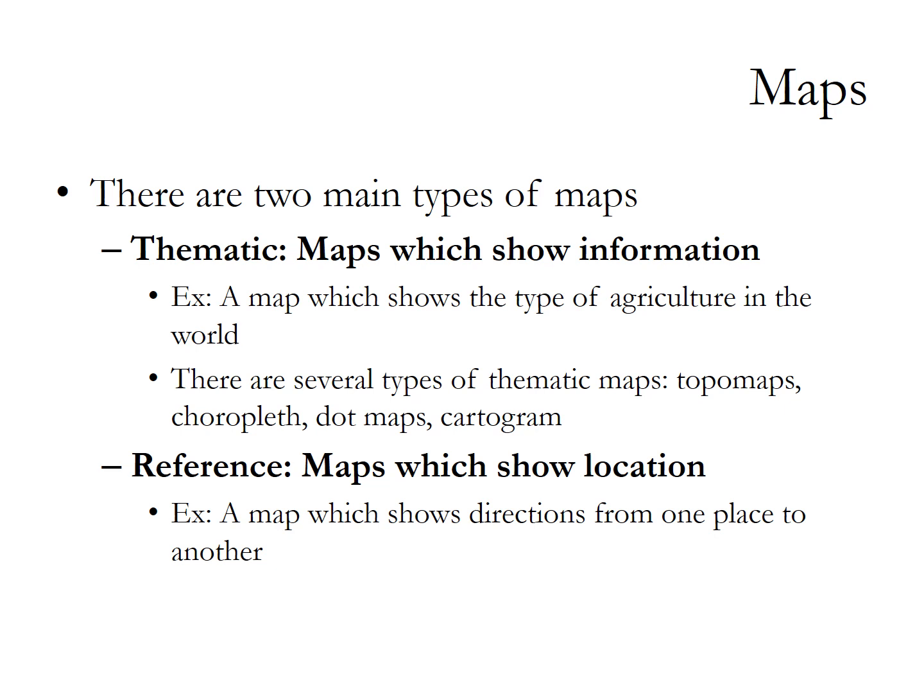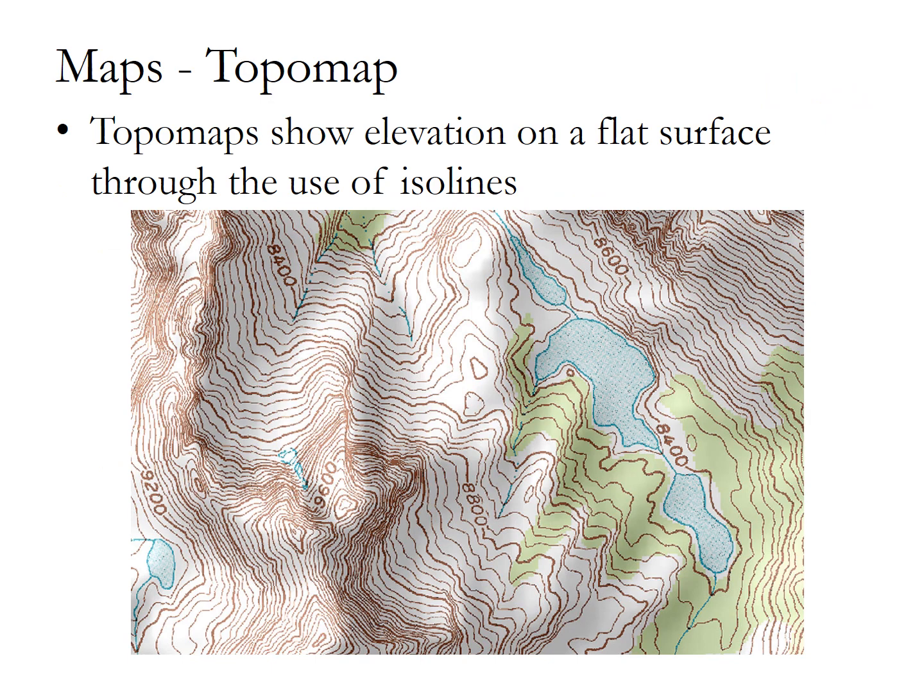And then we move on to our different types of maps. So there's our thematic maps and our reference maps. Thematic maps show us data, right? They show it through a topo map, a choropleth map, dot map, cartogram. These are meant to show us data, while reference maps show us location, right? That's the two ways to separate types of maps. So we know topo maps show us elevation using isolines, because it's hard to show elevation on a flat piece of paper.